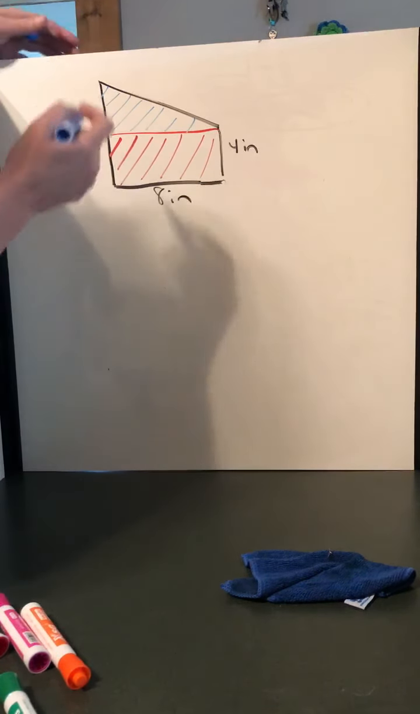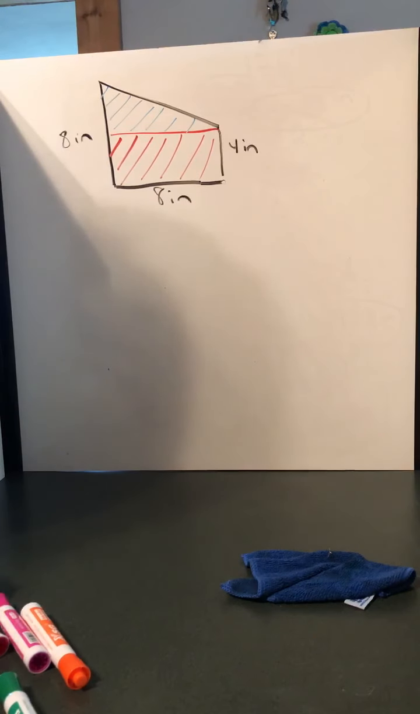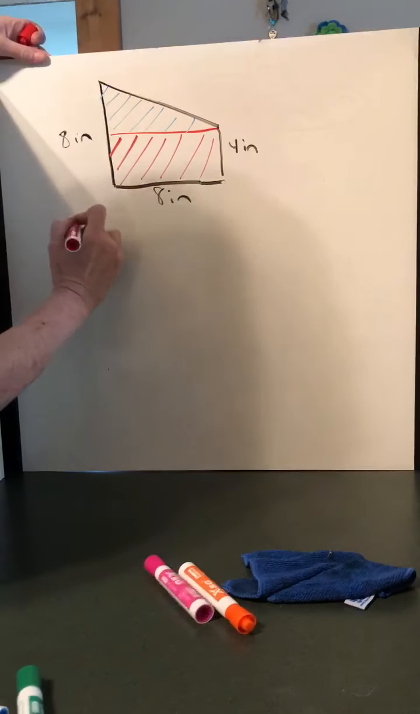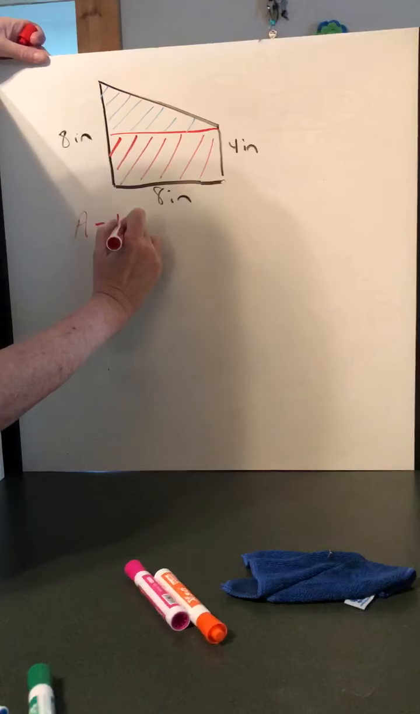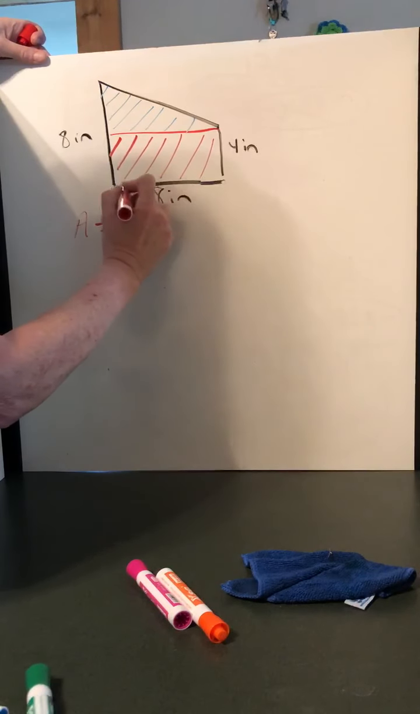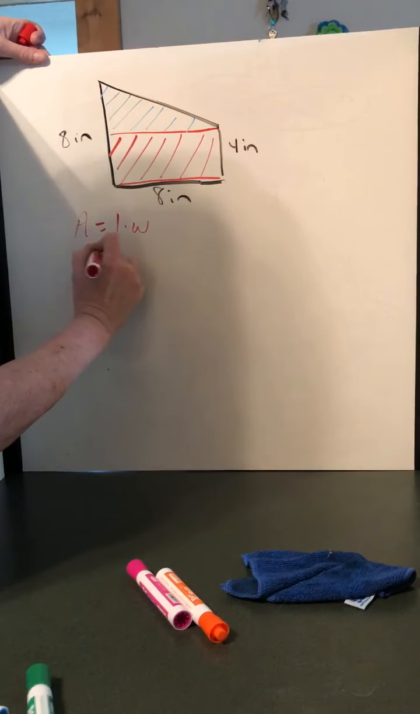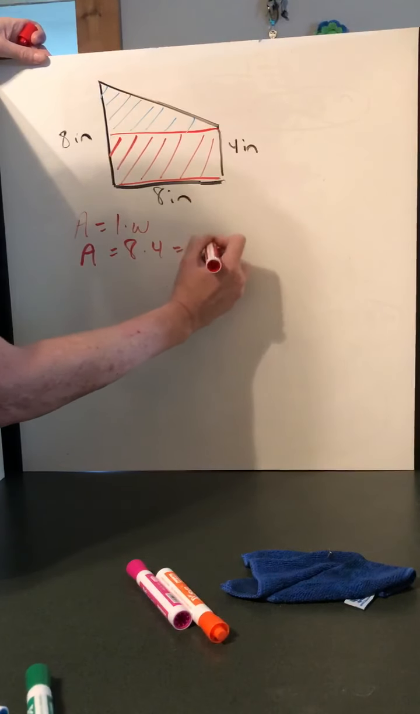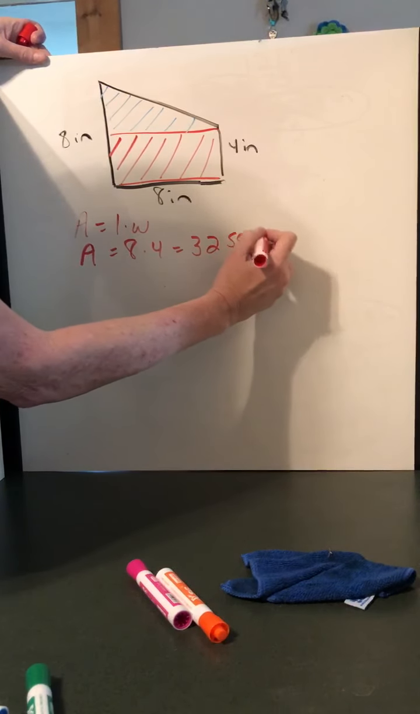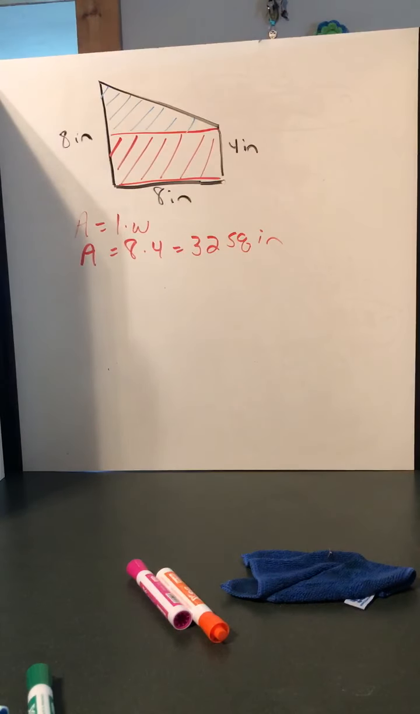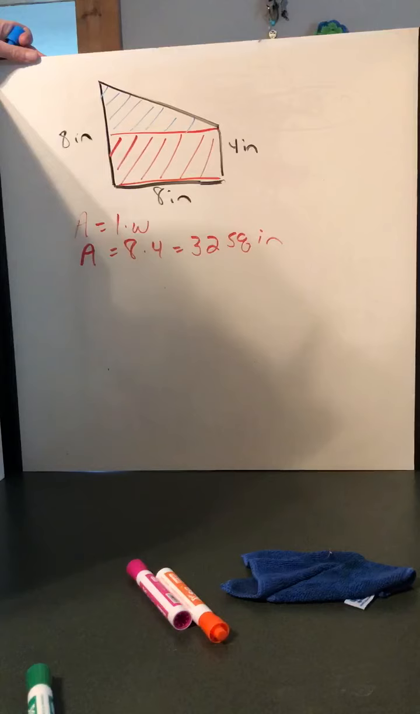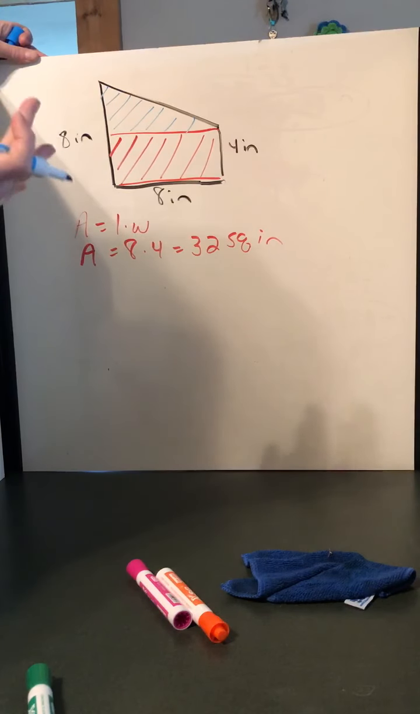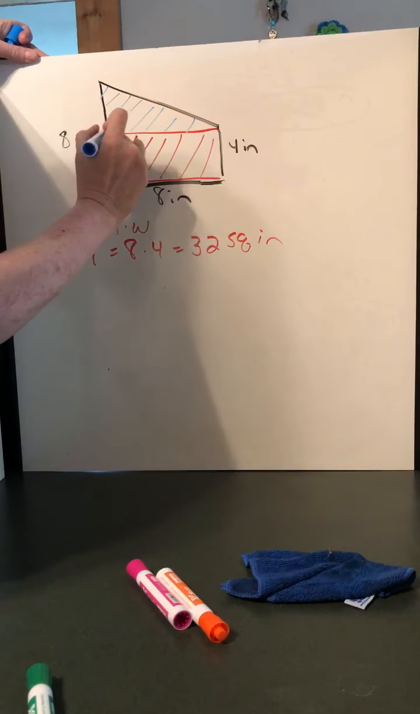All right, so let's do the rectangle. Rectangles are always easier, so let's do that first. So the area of a rectangle, length times width. The length is 8. The width is 4, so 32 square inches. But now I need to find the area of the triangle. And I can find out my information here by looking at this first part here.